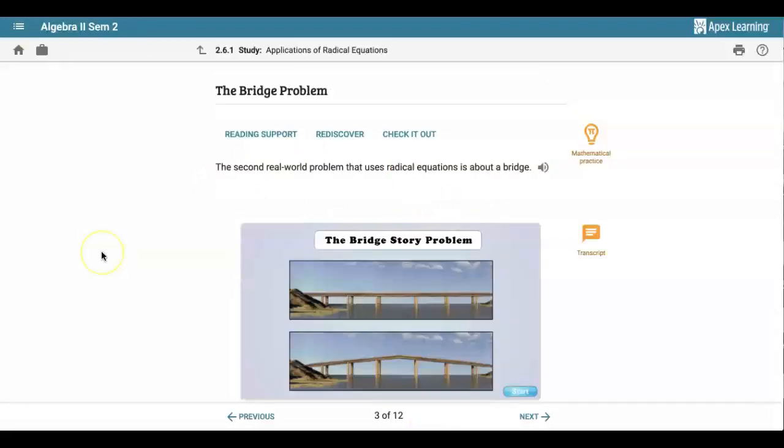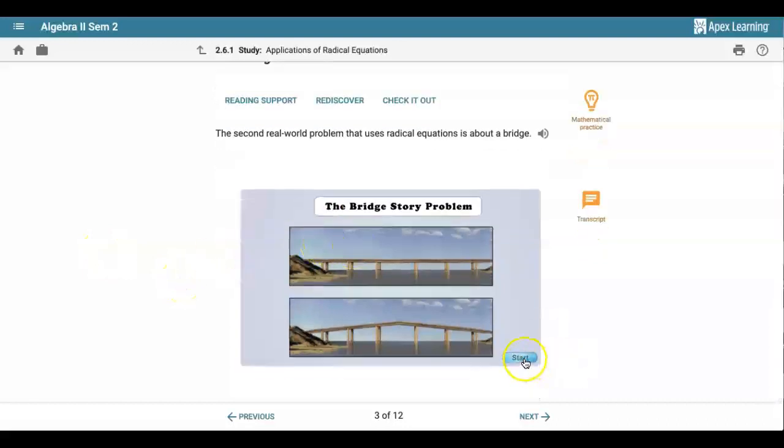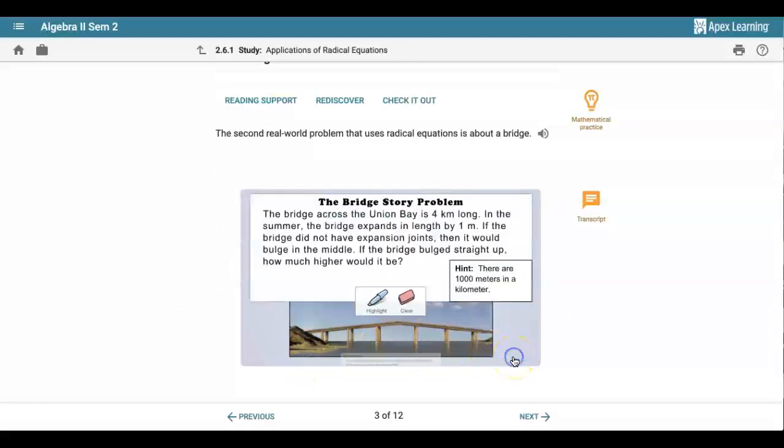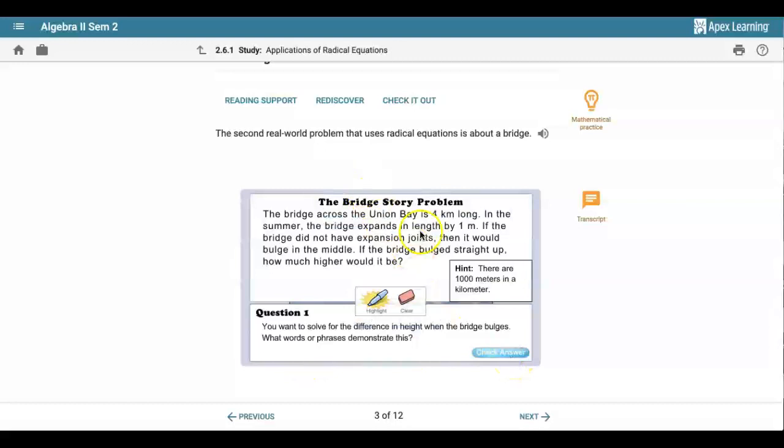Taking a look at this next problem, this is about bridges. If we use radicals to talk about a bridge, let's take a look. We've got two bridges, one straight, one at this kind of upside down V shape. The bridge across Union Bay is 4 kilometers long. In the summer, the bridge expands in length by 1 meter. If the bridge did not have expansion joints, then it would bulge in the middle. If the bridge bulged straight up, how much higher would it be? Hint, there's 1,000 meters in a kilometer.